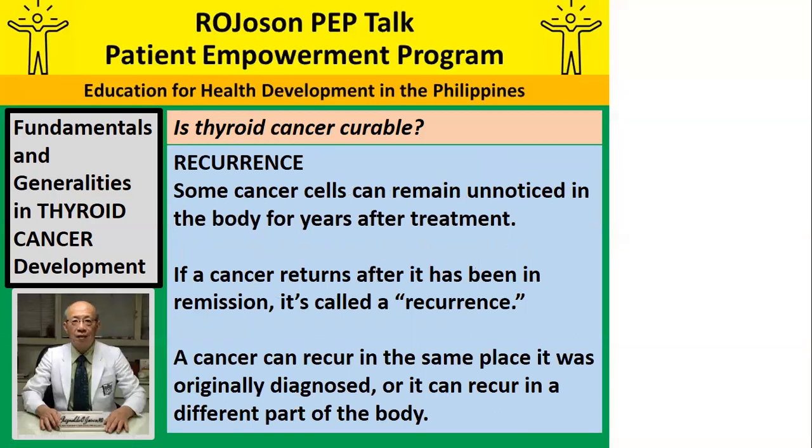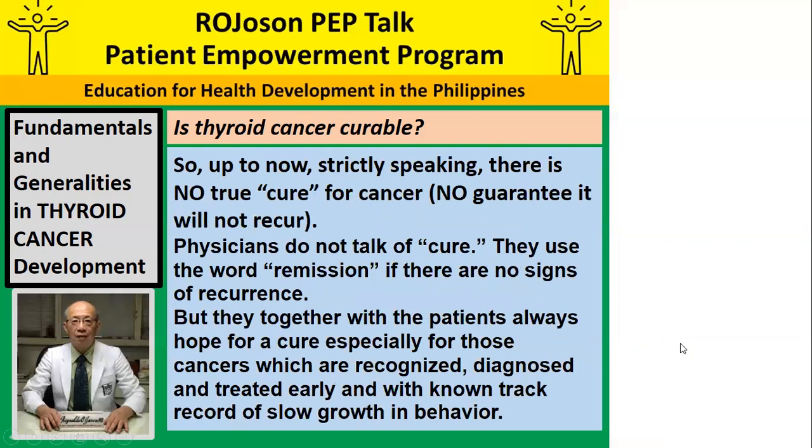Recurrence. Some cancer cells can remain unnoticed in the body after years of treatment. If a cancer returns after it has been in remission, it's called a recurrence. A cancer can recur in the same area as in the neck where it was originally diagnosed, or it can recur in different parts of the body like the bone or the lungs. So up to now, strictly speaking, there is no true cure for cancer. Not only for thyroid cancer, but for all cancer, no guarantee.